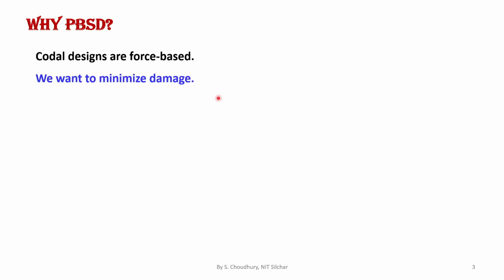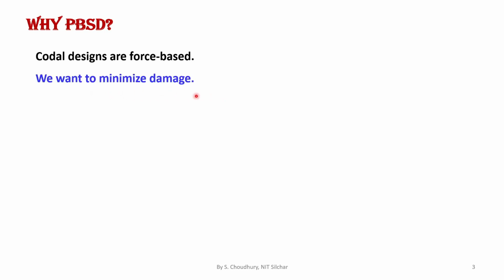Now the question is why we should go for PBSD. Codal designs are force based, because, as you have seen in my previous videos, the code gives you a base shear formula based on certain parameters like seismic hazard level Z, the importance factor, the spectral acceleration ratio, and the seismic weight of the system. So ultimately it is giving a force, and for that force you are designing, and you do not know how your building is going to perform when an earthquake comes. So the performance of the building remains in the clouds when you use the codal design method.